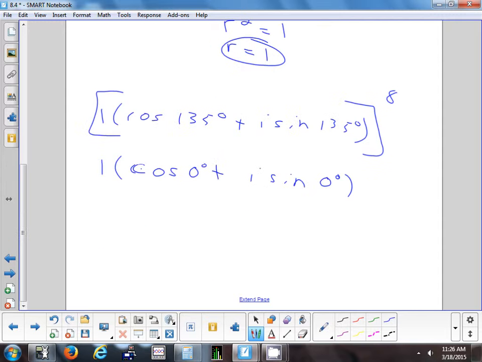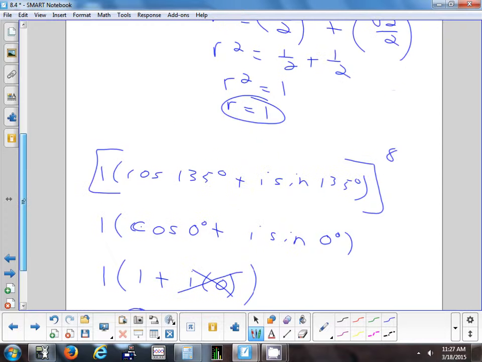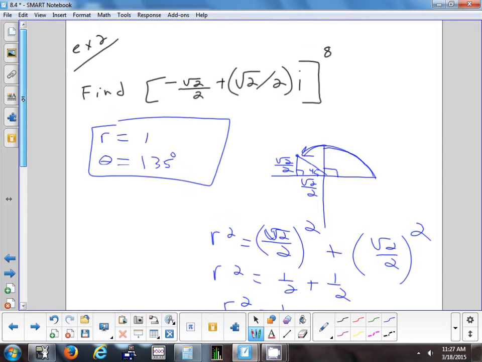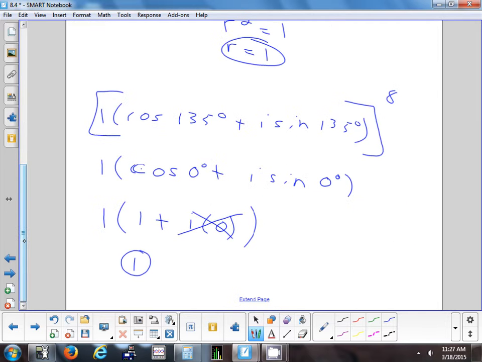Again, that's a quadrantal angle, so we should do it out. Really, we should have these memorized. Cosine of 0 is going to give you 1. Sine of 0 gives you 0. And it just happens, again, the imaginary part disappears. And we're left with 1 times 1, or just 1. Right, so if you take what we had originally, raise that to the 8th power, you just get 1.